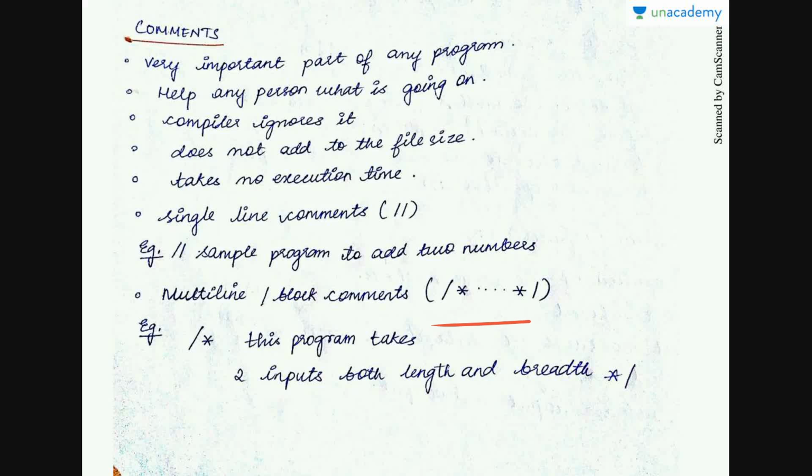Here in an example of a single line comment, you just put 2 slashes and then write whatever you want. Here we have taken a sample program to add 2 numbers. So once a user sees that, the user will understand that the program is to add 2 numbers. Similarly, a multi-line comment is here. If you have 2 or 3 more lines, or it can be a paragraph also, for that you need this multi-line comment.